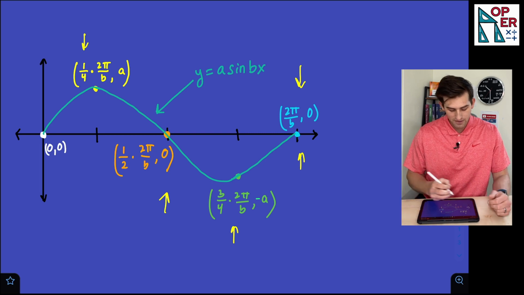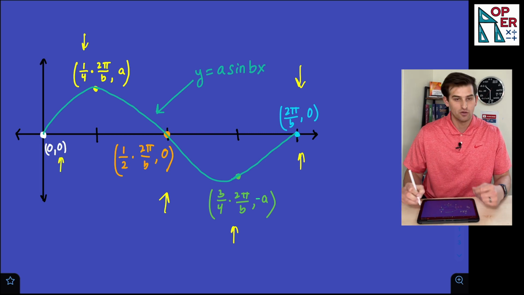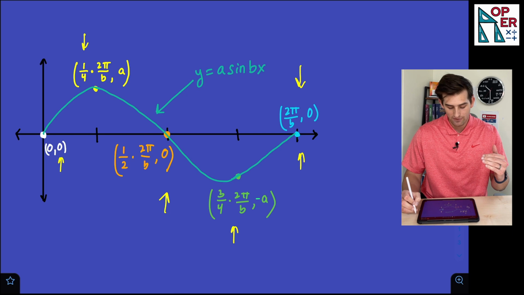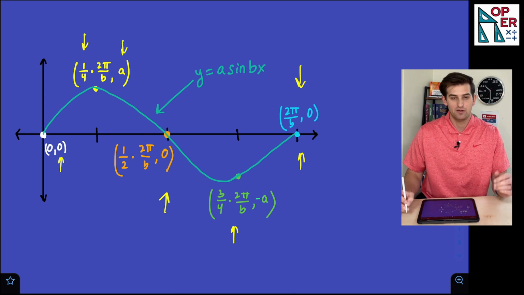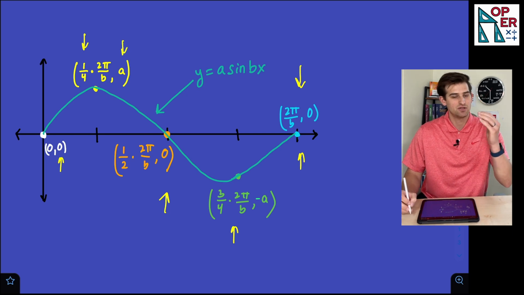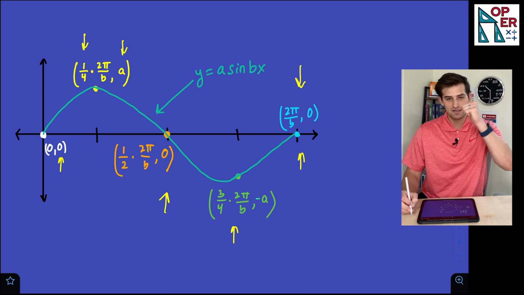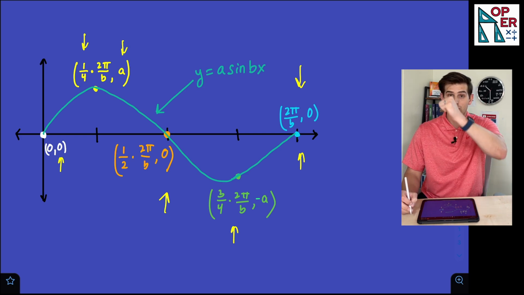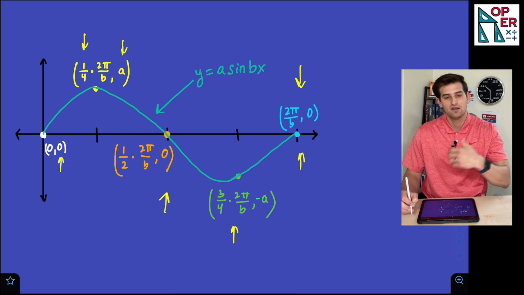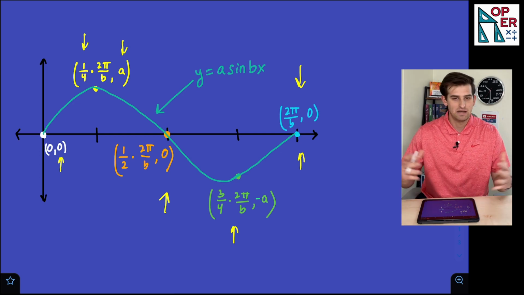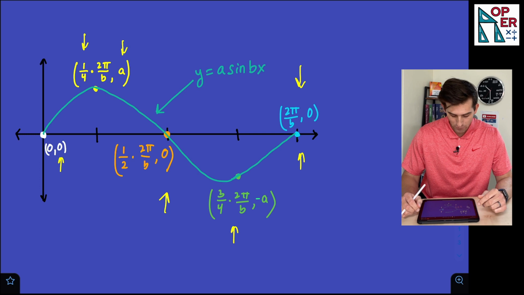Okay, so now what should our y value be? Well, we're going through the origin, so we're at 0 for the y value. Then, when we're at 1/4 of our period, we're going up to a, which is our amplitude. So we're following this pattern: 0, a, 0, negative a, 0, and we could repeat that pattern however much we wanted to, okay?